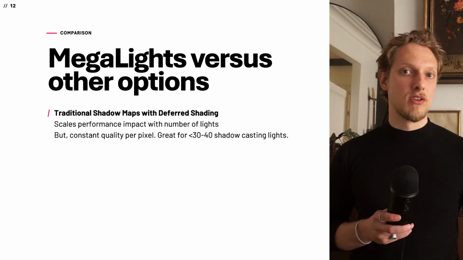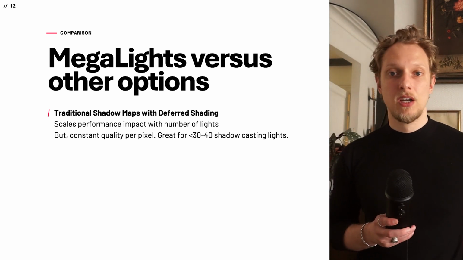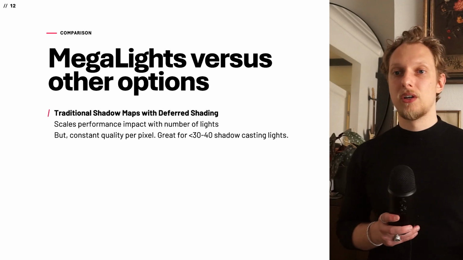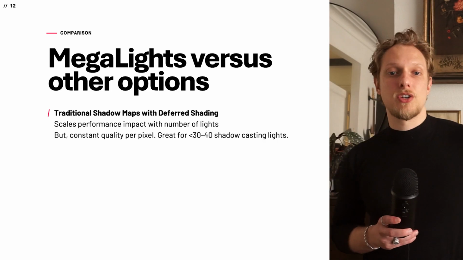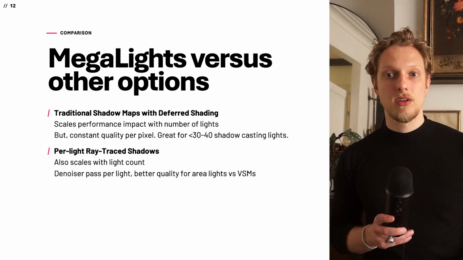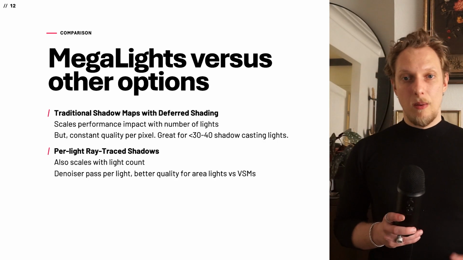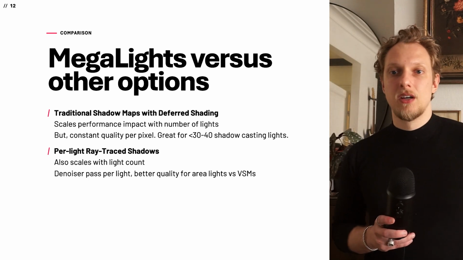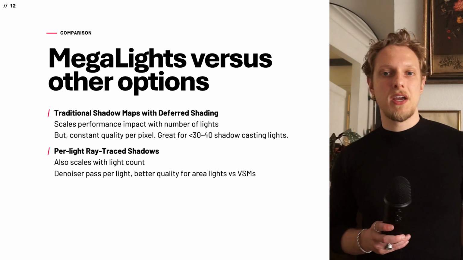So let me quickly summarize how MegaLights compares to the other options you have in Unreal Engine 5. Traditional shadow maps with deferred shading scales with the number of lights, but you get constant quality per pixel. This works great with scenes under 30 to 40 shadow casting lights, but starts to break down past that. Also, area shadows for area lights need to be approximated. You also have the per light ray trace shadows, which still scale with light count, so you're just replacing shadow maps with ray traces. But you still need one denoiser pass per light. This gives you better quality than shadow maps for area lights, but the scaling problem does not go away, which brings in MegaLights.